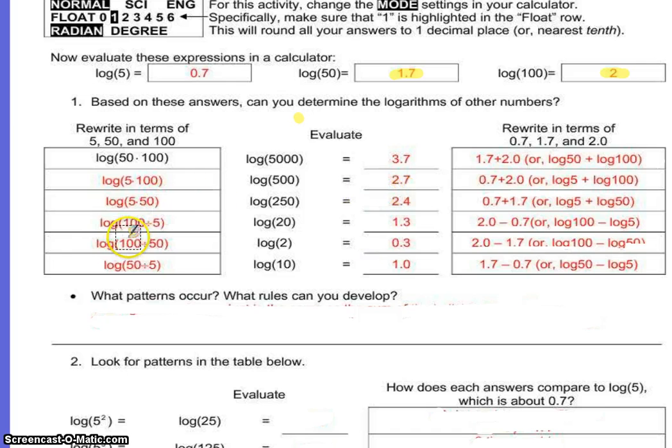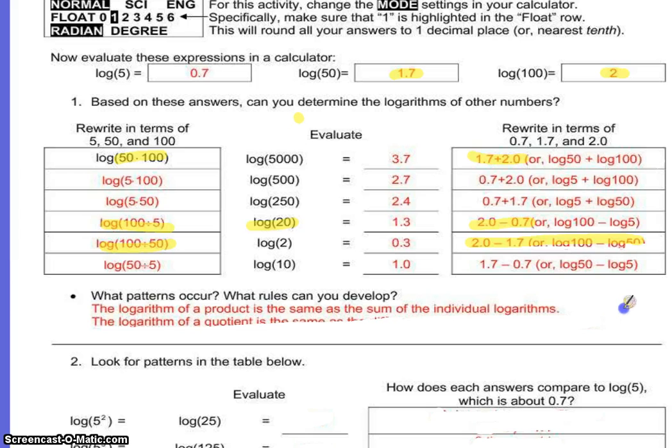Now notice when we're dividing, what do we end up doing? When I ended up dividing 100 by 5 to get 20, what did I end up doing to my numbers? I ended up subtracting. So that sounds like my exponential rule. Remember, when I multiplied, I added, but when I divided, I subtracted. That shouldn't be a hard rule to remember. So what pattern occurs and what rules can you develop? The logarithm of a product is the same as the sum of the individual logarithms, and the logarithm of the quotient is the same as the difference of the individual logarithms.